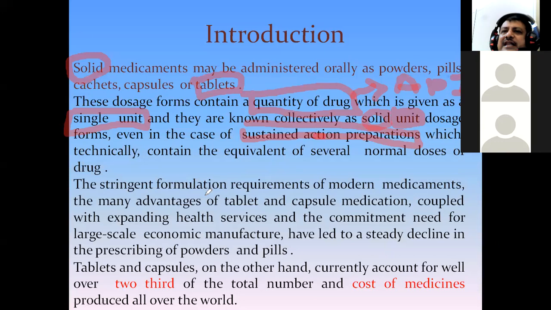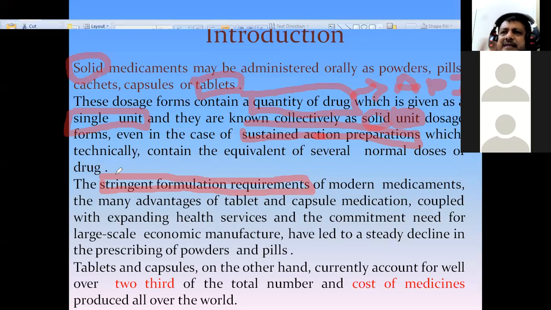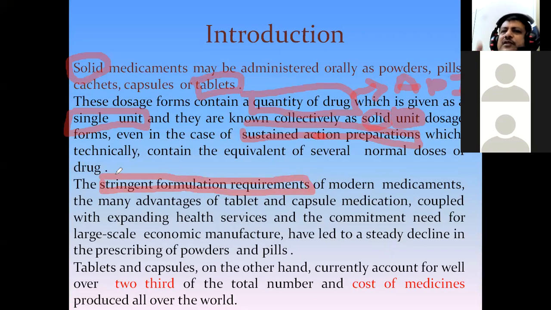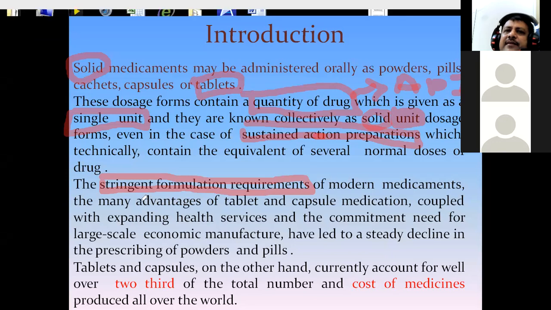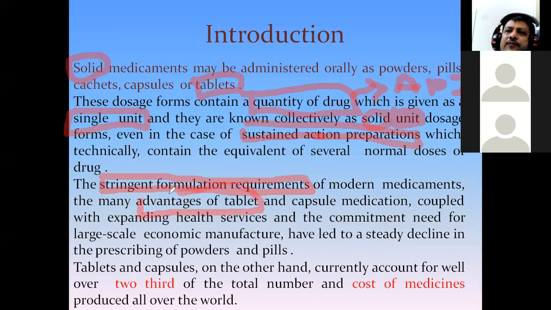Now the formulation requirements as per the new regulatory requirements of each and every country, or we can say continent, are getting more stringent day by day. Given the stringent formulation requirements of the modern medicaments coming in the market, tablet as a dosage form gives many advantages. It's not only tablet but also capsule, but as we are discussing tablet in detail, we are going to focus mainly on tablet.